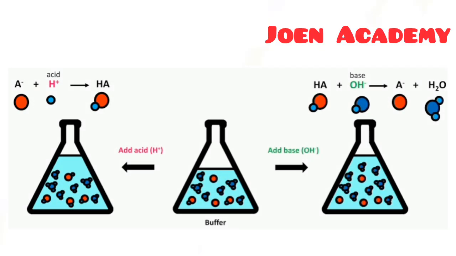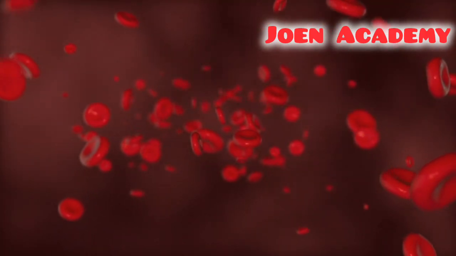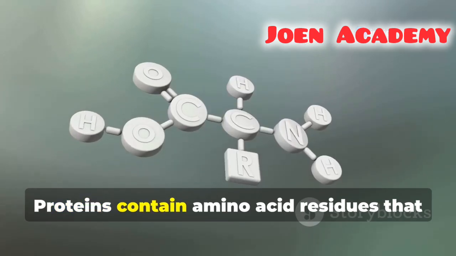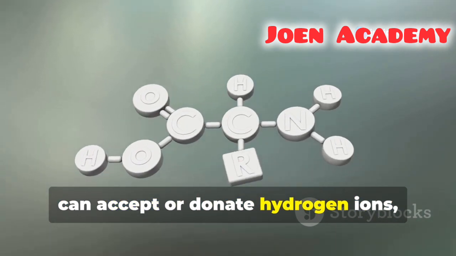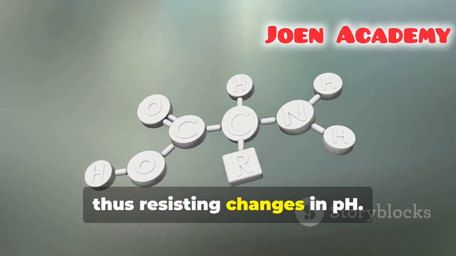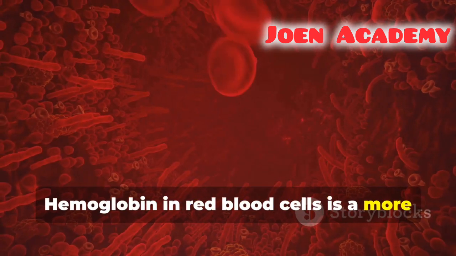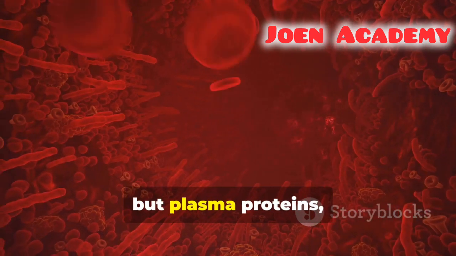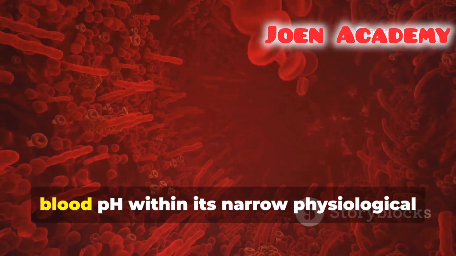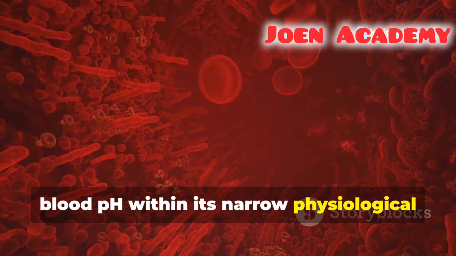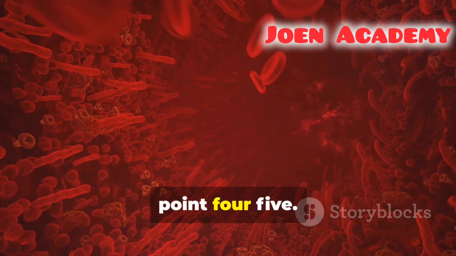Furthermore, plasma proteins act as buffers, helping to maintain the acid-base balance of the blood. Proteins contain amino acid residues that can accept or donate hydrogen ions, thus resisting changes in pH. Hemoglobin in red blood cells is a more significant buffer, but plasma proteins, particularly albumin, play a supportive role in maintaining blood pH within its narrow physiological range of 7.35 to 7.45.